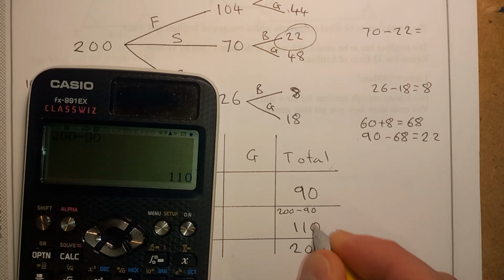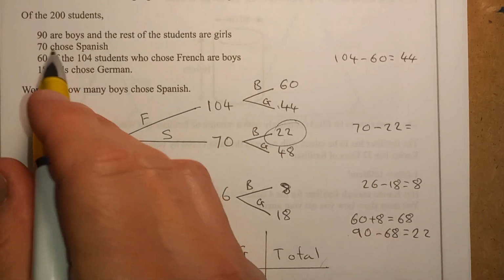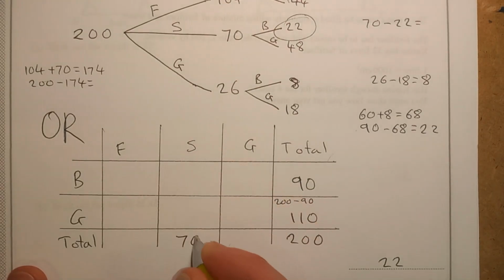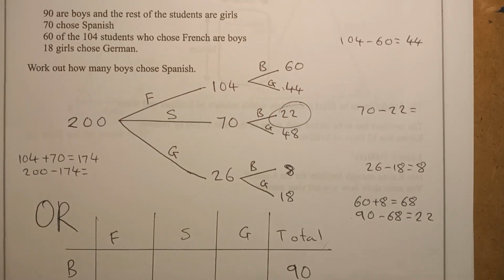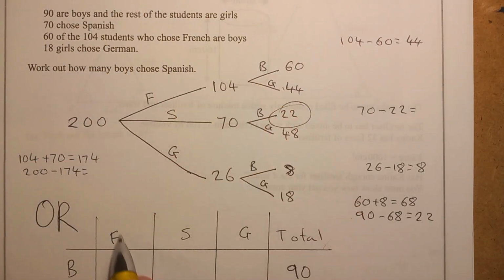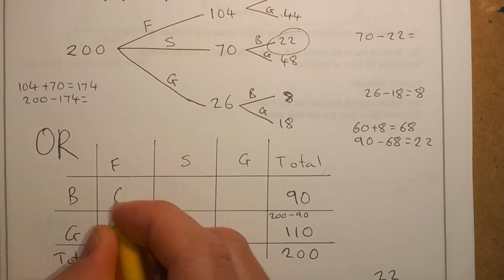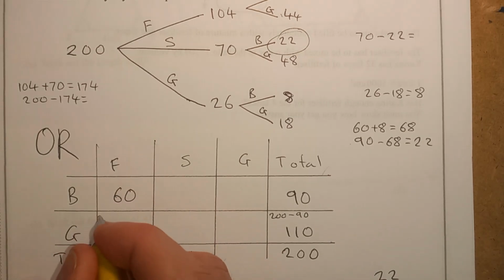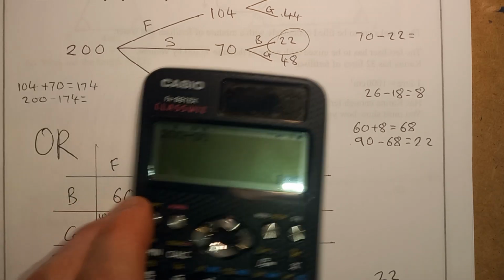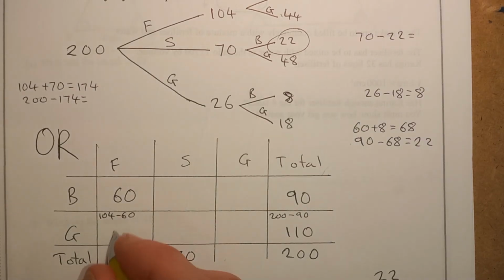Which is 110. Then we're told that 70 chose Spanish. So this total is 70. 60 of the 104 students who chose French are boys. So 104 chose French and 60 are boys. So like we did before, the girls, we can do 104 minus 60, which gave us our 44.